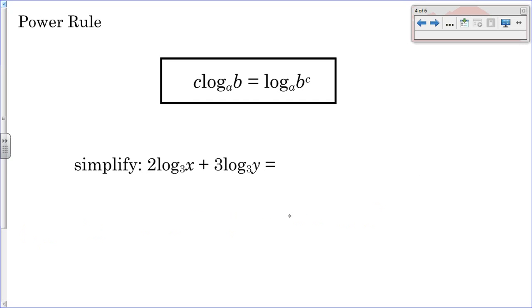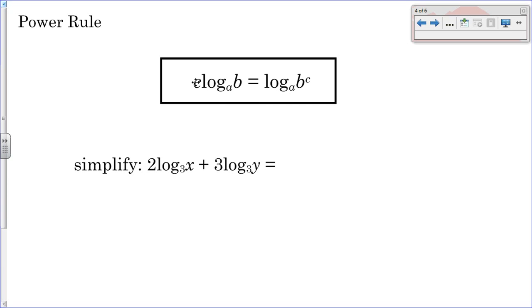Let's look at our third rule. Our third rule is our power rule. When you have a coefficient in front of your log, so c times log base a of b, that coefficient can come around and be the exponent on your b. So log base a of b raised to c. Now this rule works both ways.